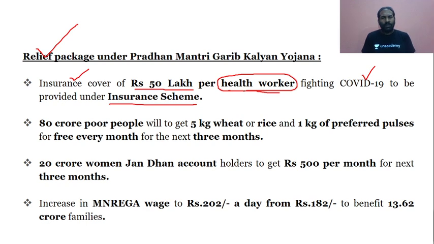Relentlessly they are fighting to save the lives of the patients who have symptoms of coronavirus. Not only that, in the process of helping them in the health crisis, the virus could also be transmitted to the health workers. So for that, the government has come up very positively with insurance of rupees 50 lakh, and 80 crore poor people will get 5 kg wheat or rice and 1 kg preferred pulses free every month for up to 3 months.